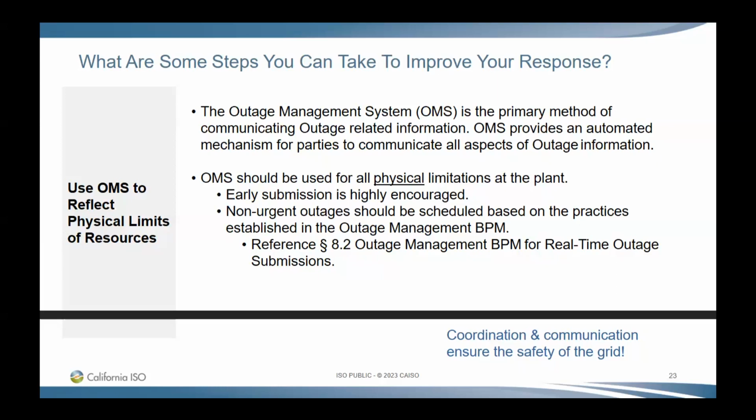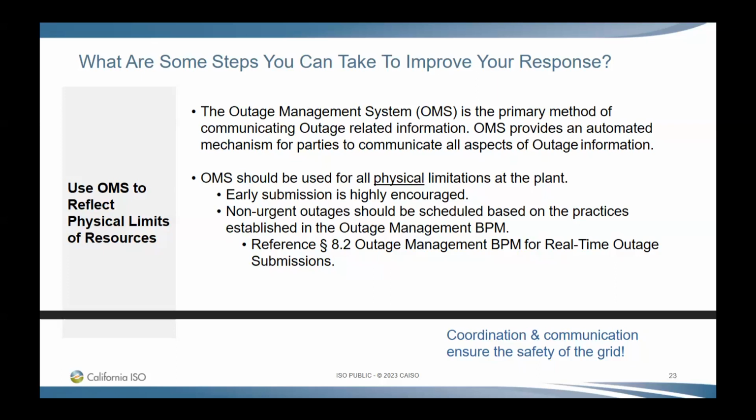OMS outages should be used for any physical resources or physical limitations to the resources at the plant. We definitely encourage that the earlier you can submit the outage, the better. That allows the systems to process, the market to optimize, and us to monitor the system much more accurately if we have that information as early as possible. Any outages that are non-urgent should be scheduled based on the practices established in the outage management BPM, specifically section 8.2 for real-time outage submissions.